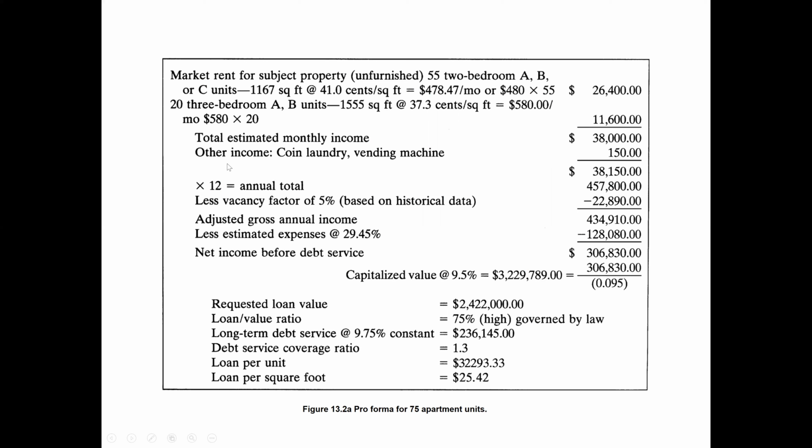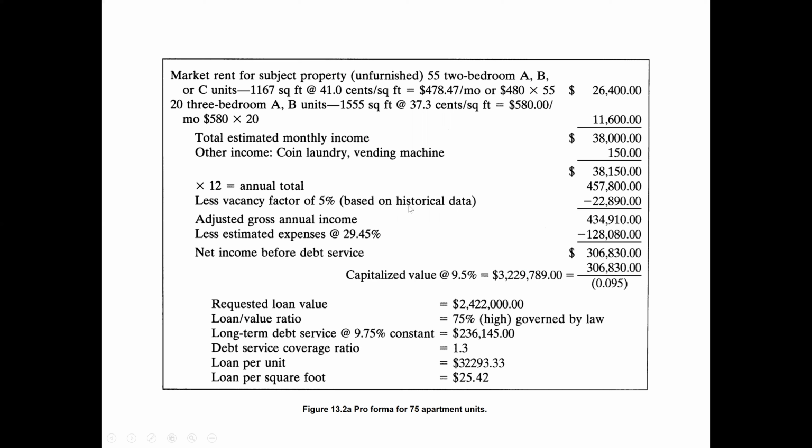Then in this apartment, there is some other income, small: they have a laundry and a vending machine, where they sell juice or whatever. From these two, laundry and vending machine, they get a monthly income of $150. So total income comes to 38,150. We multiply it by 12, and this gives us the annual income of this apartment: 457,800.